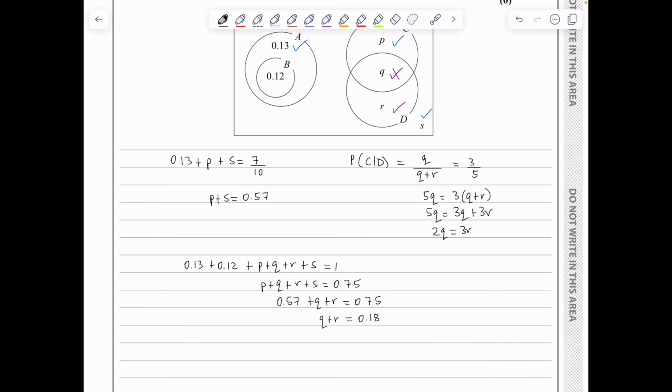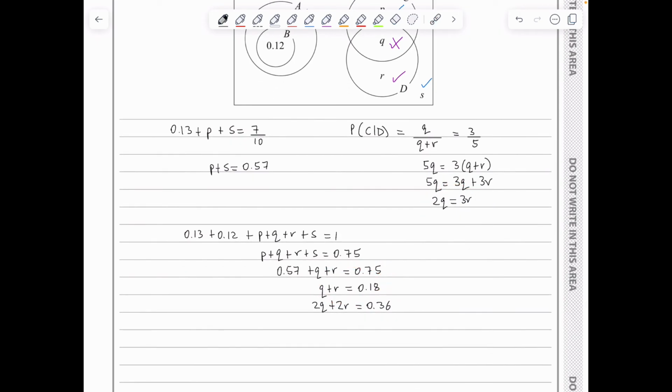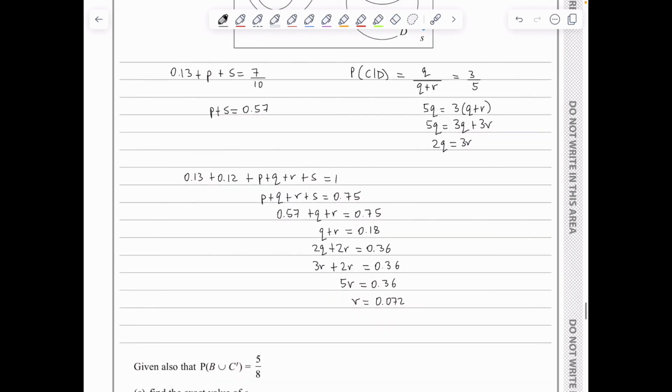I can then proceed into multiplying everything by 2 to get 2Q plus 2R is 0.36, because I'm solving now simultaneous equations in Q and R. So we've got 2Q is equal to 3R, so 3R plus 2R is 0.36, meaning that 5R is 0.36, and therefore R turns out to be 0.072. And now that I've got R, I can replace into the Q plus R is 0.18, and therefore we've got that Q plus 0.072 is equal to 0.18, which means that Q turns out to be 0.108.